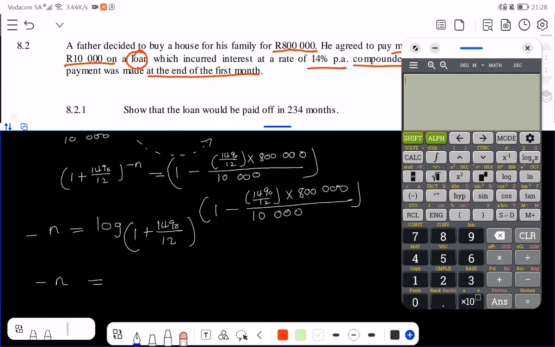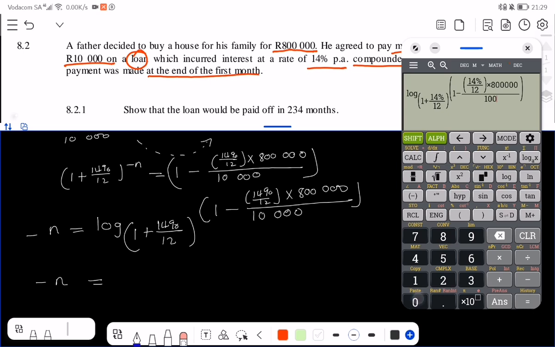Let me take my calculator so we are able to do it all together. Hey, it's a very long equation, this one. Okay, open brackets, just putting 1 plus 14% divided by 12. I close the bracket. Okay, so it's going to be 1 minus 14% divided by 12. I close the bracket, then I multiply it by 800k. That's it, and I divide this by 10k.